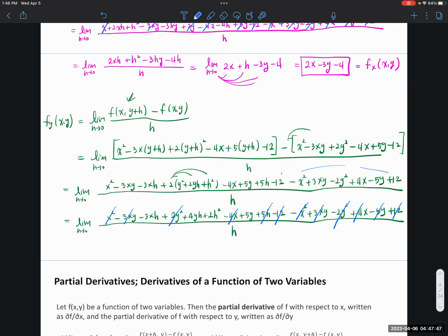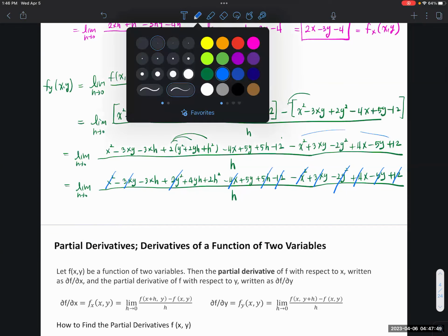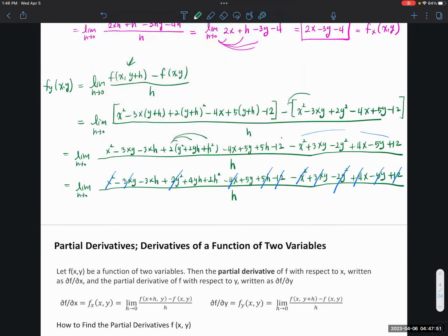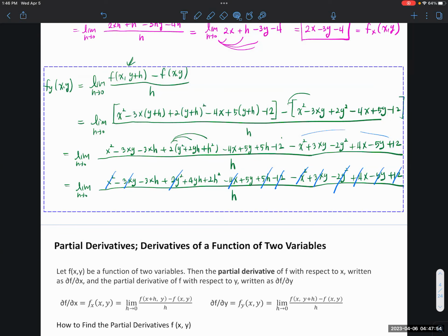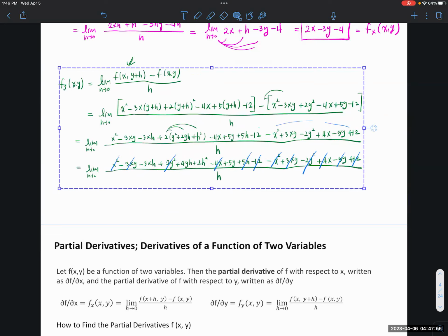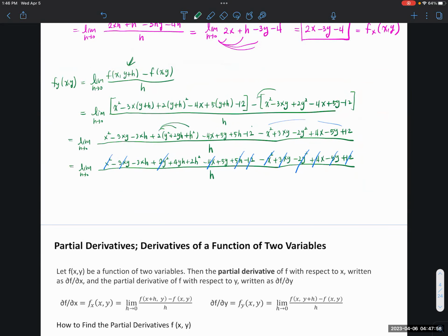The remaining stuff is, let me write it there. Oh, sorry, my bad. Let me just try to minimize it. So we have the limit of negative 3xh plus 4yh plus 2h squared over h. Again, we can divide by h everywhere. So the limit of negative 3x plus 4y plus 2h.